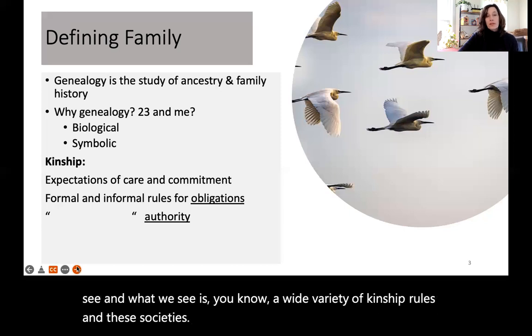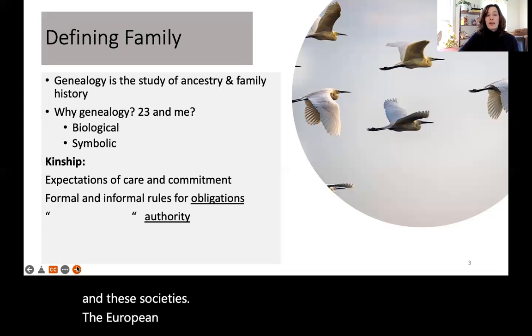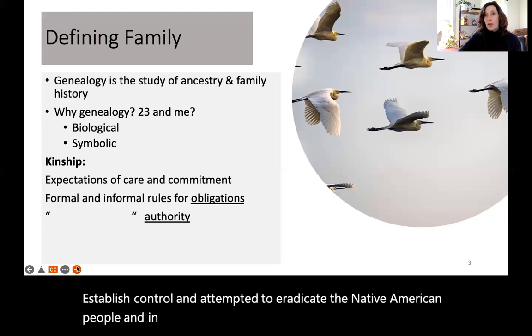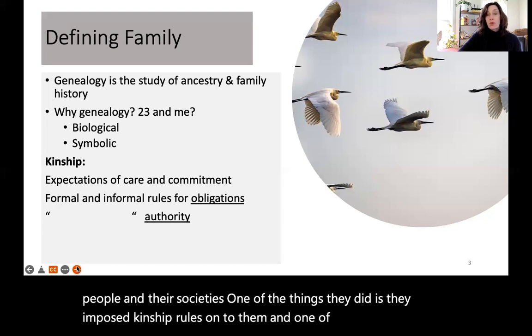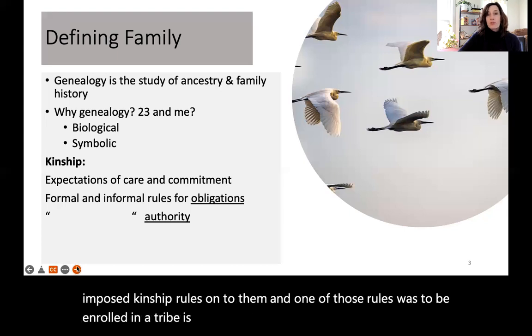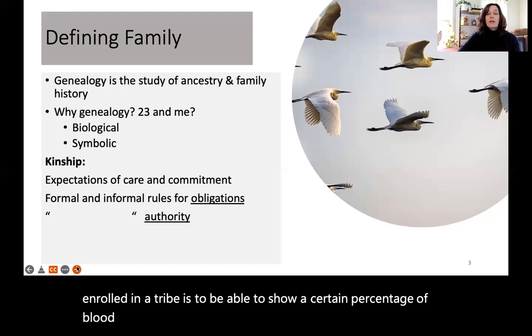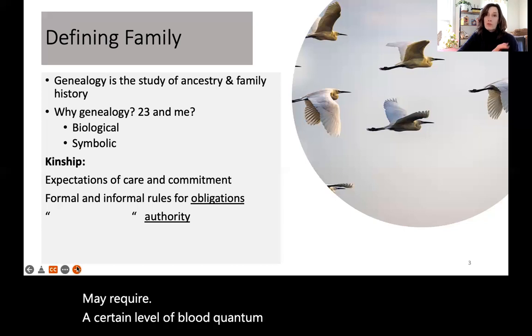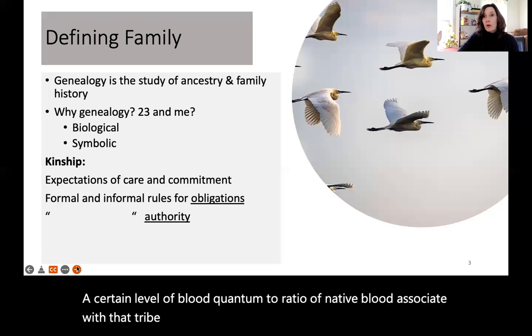When the European colonialists began to establish control and attempted to eradicate the Native American people and their societies, one of the things they did is they imposed kinship rules onto them. And one of those rules was that to be enrolled in the tribe, you had to show a certain percentage of blood quantum. Different tribes today still may require a certain level of blood quantum, a ratio of native blood associated with that tribe, to be an enrolled member.